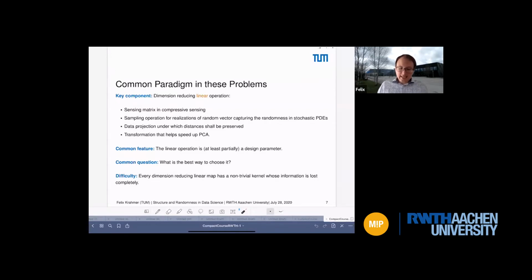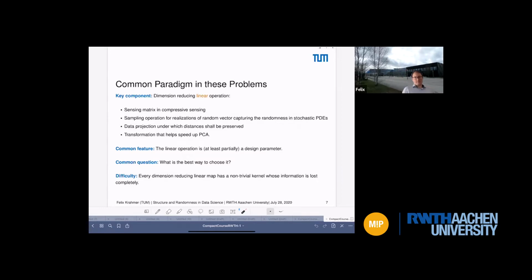And then when we sample realizations, that's something that we will see later. It depends on the expansions that you can do with the partial differential equations. You can really interpret it as sampling the parameters, which is also a linear operation. Then for the third case, it's very obvious because we asked for a projection or for some linear operation under which the distances shall be preserved, and then of course linearity is there by definition. And then lastly, a transformation that helps us to speed up the principal component analysis.